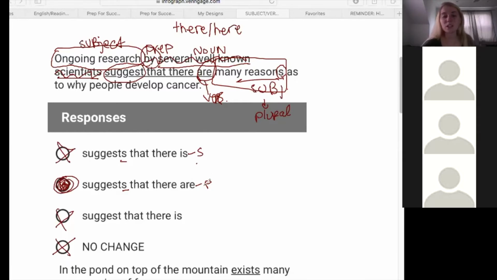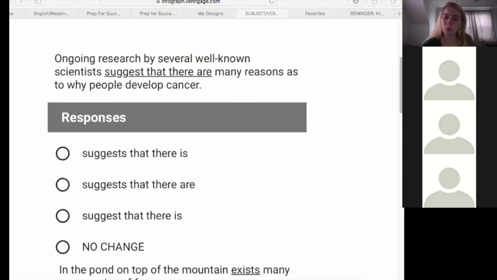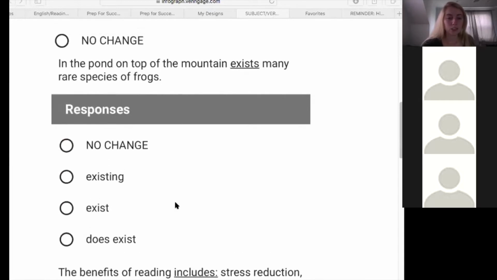So this is a challenging one because it's kind of a multi-step thing, because there's two subject-verb agreements. However, keep in mind that that is something they could test you on. It would be one of the harder questions, but it is something they could test you on. Right. So let's go ahead and do this one.